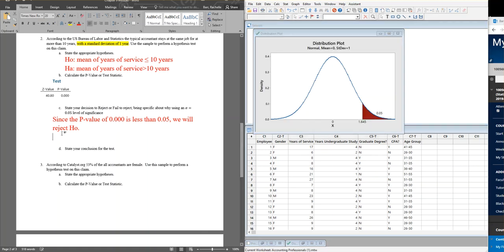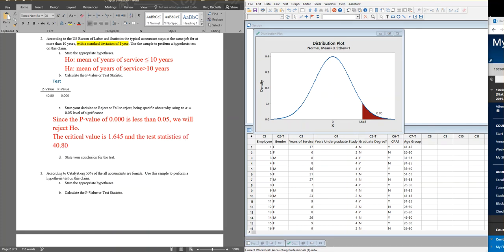So since my critical value is 1.645, and the test statistic of 40.40 is greater than 1.645.